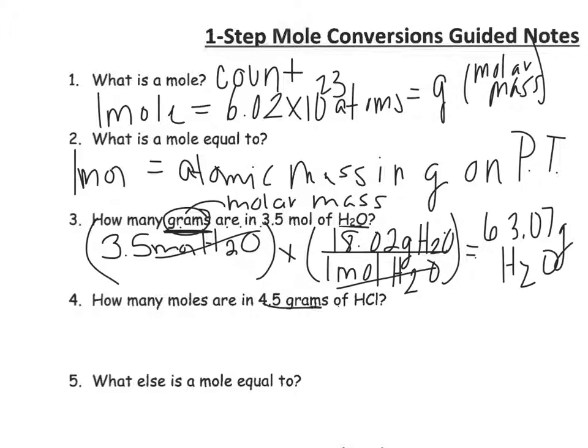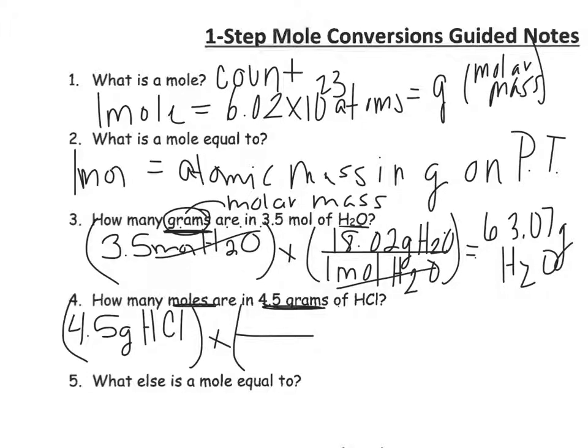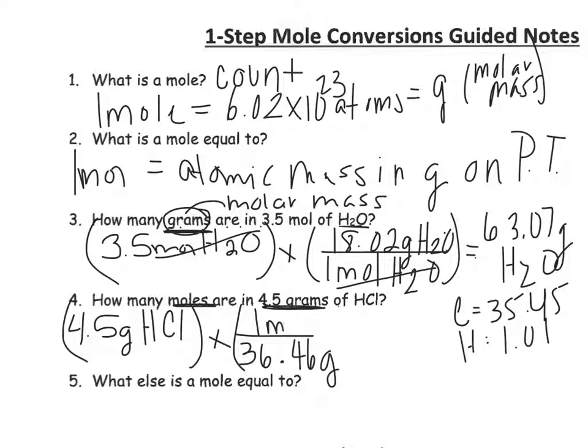Alright, going the other way, we're on Graham Island, and we want to go to Mole Island. So there are 4.5 grams of hydrochloric acid, and I want to know moles. Alright, I'm going to need molar mass. When in doubt, go to Mole Island. Chlorine weighs 35.45 on the periodic table, and hydrogen weighs 1.01. So that means my molar mass of hydrochloric acid is 36.46 grams in 1 mole of hydrochloric acid.